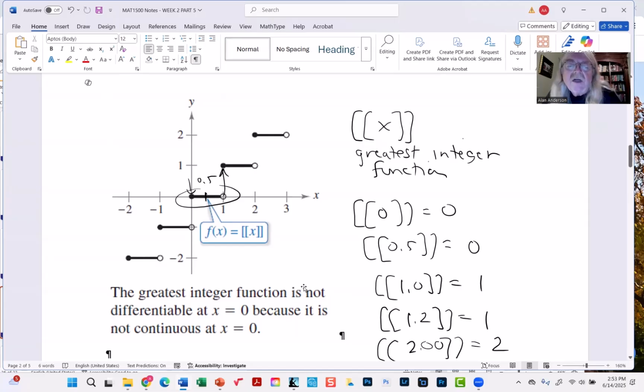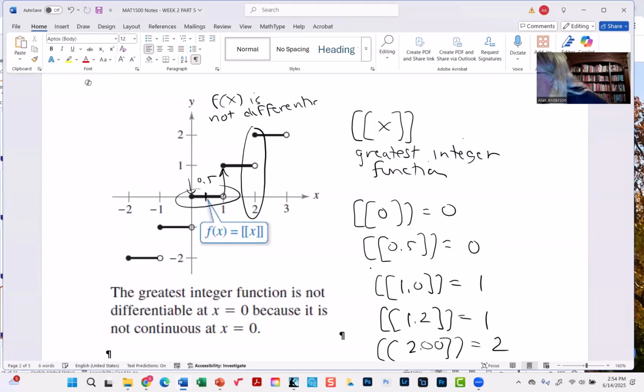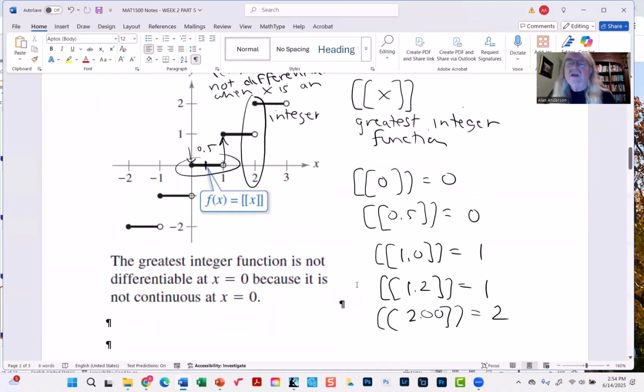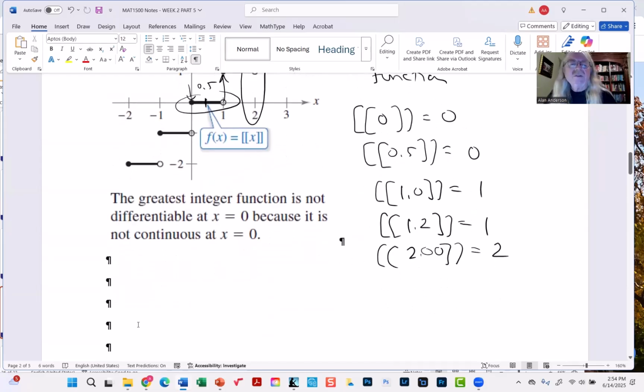Now here's the thing though. You can see that the function is not continuous exactly at the integers 1, 2, 3, et cetera, et cetera. So that means precisely at these integers, f of x is not differentiable at x equals 1 or 2 or 3 or any of the others. Okay, because of the discontinuity. The derivative requires continuity. So in other words, that's what we're saying.